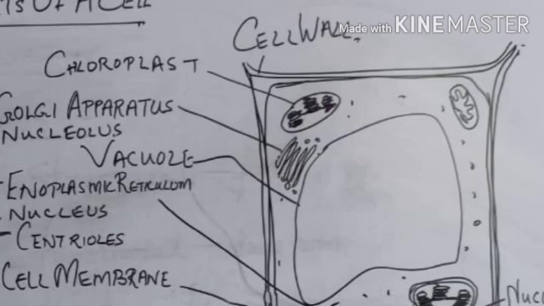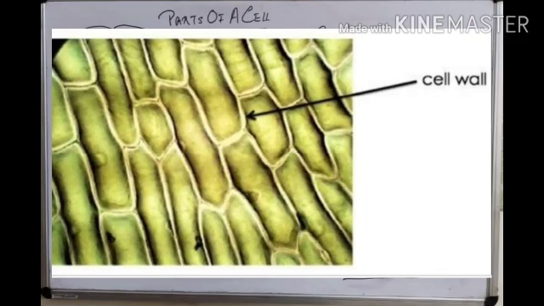In plants, there is an extra thick layer outside the cell membrane called the cell wall. It is made up of a hard non-living matter called cellulose, a carbohydrate. It provides rigidity and shape to plant cells. It is totally permeable in nature and allows almost all materials to pass in and out of the cell. So the cell wall is found only in plant cells.